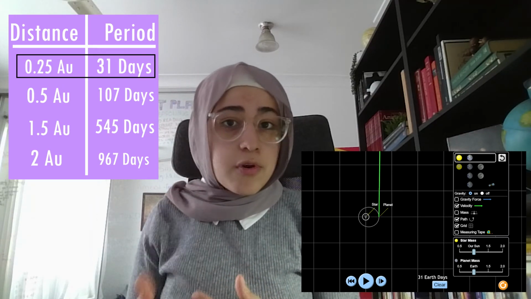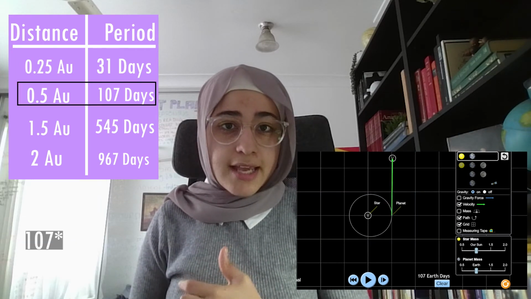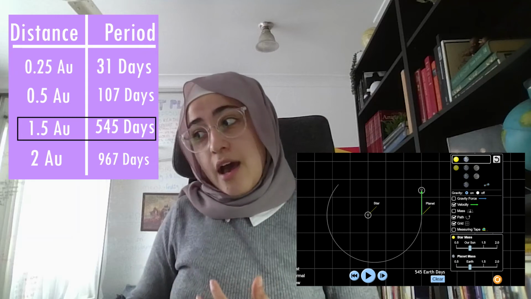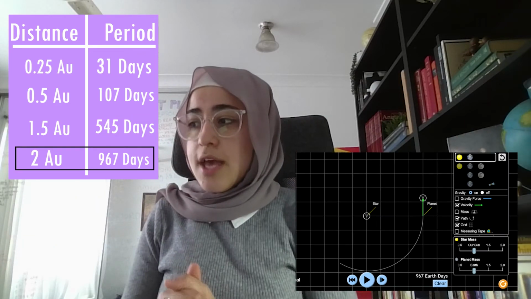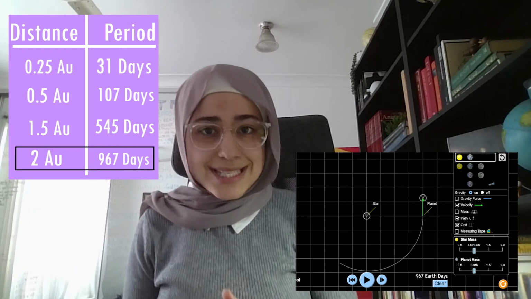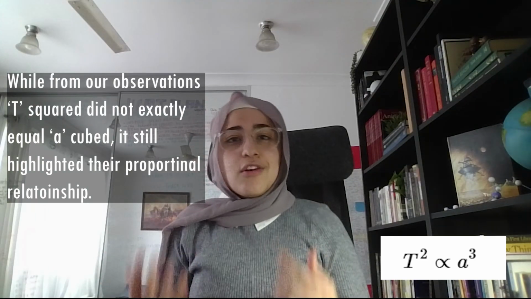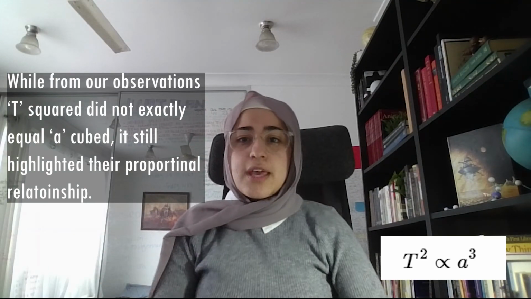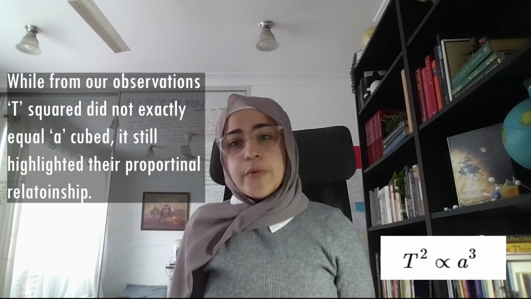it to be only an orbital period of 31 days. When we did half an AU, we found a 170-day orbital period. When we did 1.5 AU, we found a 545-day orbital period. And when we did 2 AU, we found a 967-day orbital period. When we had a look at these measurements, the orbital period against the distance, while they're not perfectly consistent, they do generally support Kepler's third law, showing that as distance increases, so does the orbital period.